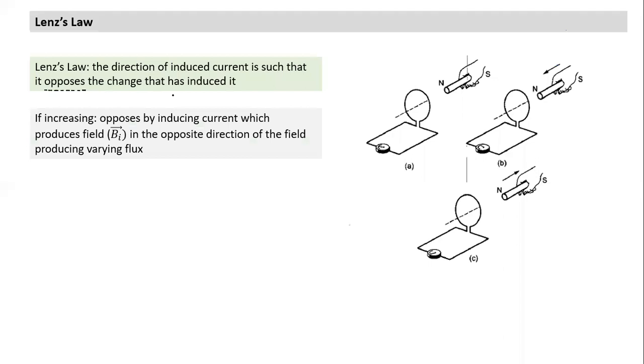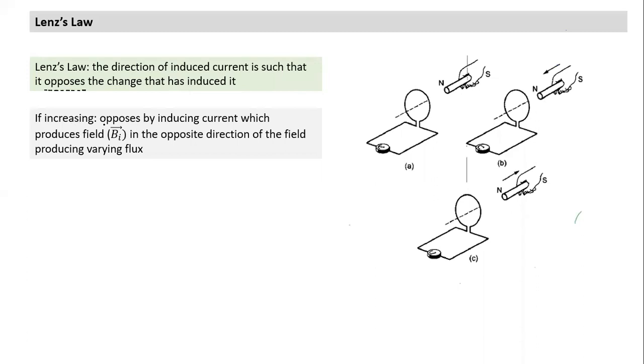When flux changes, two things can happen. Flux is a scalar quantity, so the change could be of two types. Either it could increase or it could decrease. So there are only two possibilities when it changes. Let's take the first case: suppose the flux is increasing.